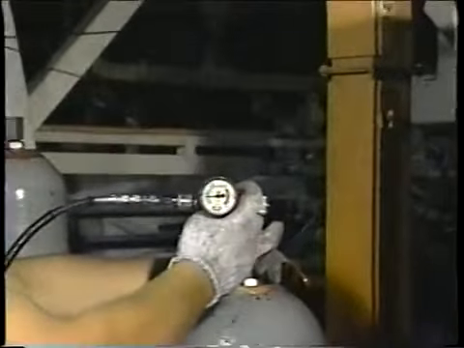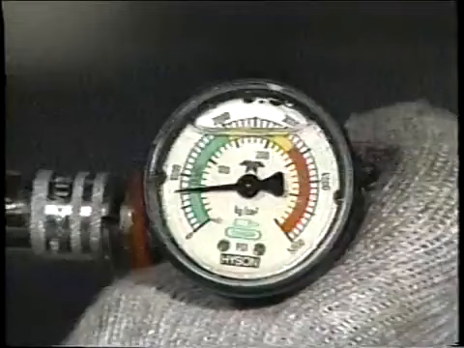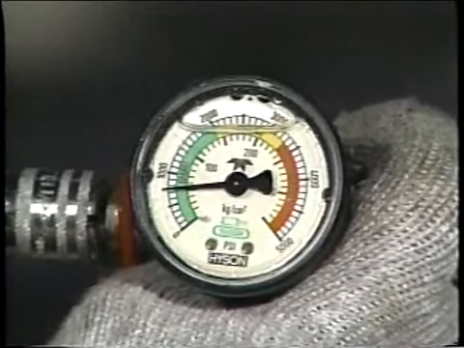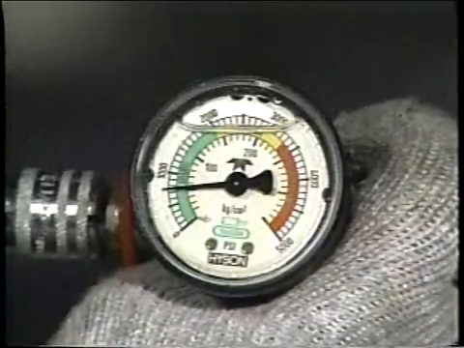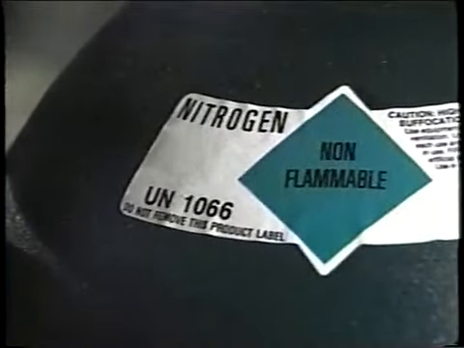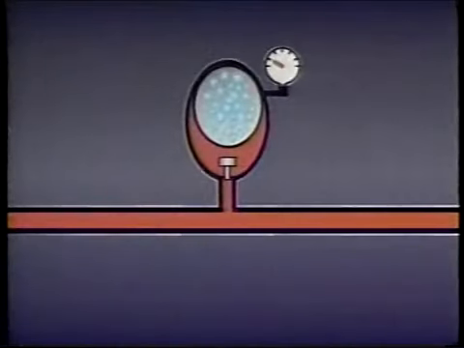Before this type of accumulator is used, it must be pre-charged or filled up with compressed gas. If the proper pre-charge is not applied and maintained, the accumulator will not operate correctly. Only dry nitrogen should be used as a charging gas. Never use compressed air, because it may create an explosive vapor of air and oil. After the accumulator has been pre-charged with nitrogen, it is ready to be used.